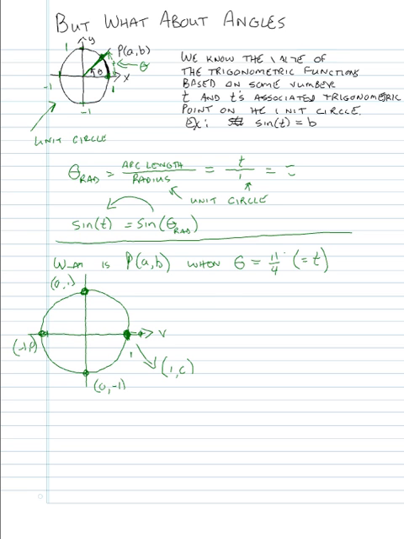Now, what about theta equal pi over 4 radians? Well, remember this. That's the same thing as a 45-degree angle, isn't it? So if we measured a 45-degree angle, or pi over 4, so that's this angle right here, we'll say.